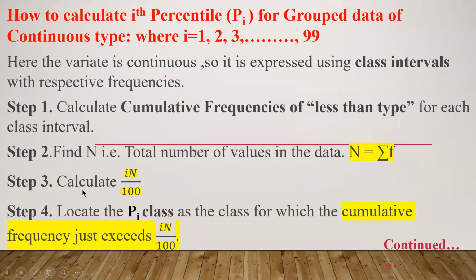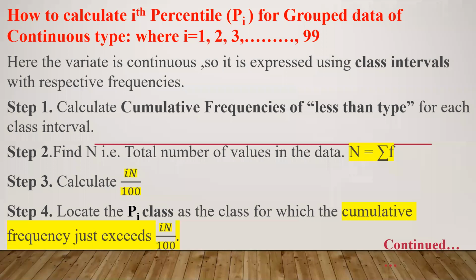Step 3, calculate iN by 100, because I'm calculating the ith percentile. If you are calculating P1, put i equal to 1. For P2, put i equal to 2 and so on. Then step 4, locate the Pi class. What is the Pi class? It is the class for which the cumulative frequency just exceeds iN by 100.